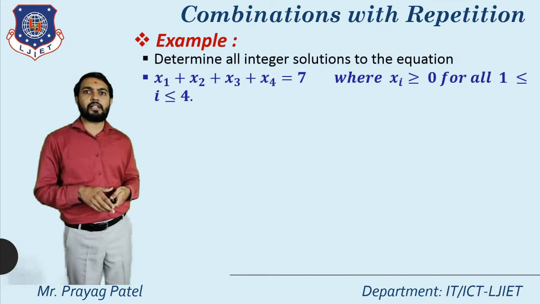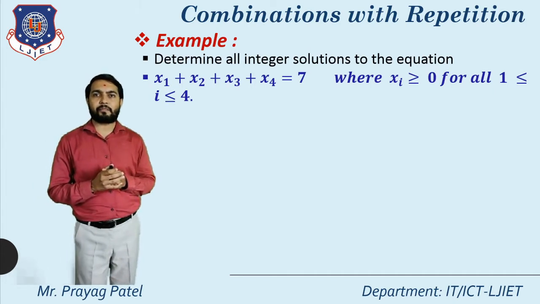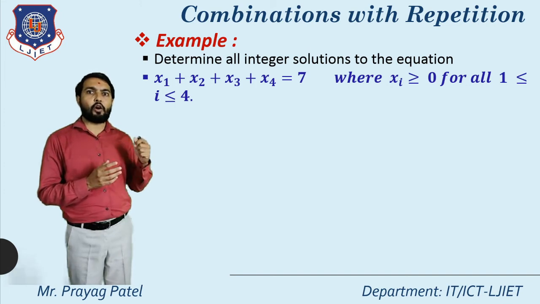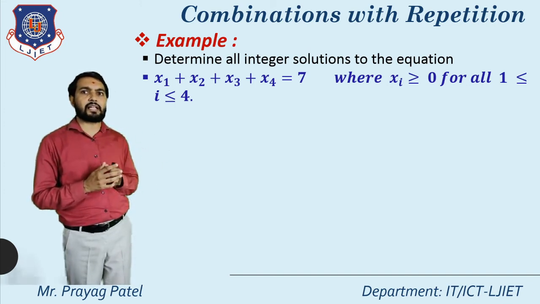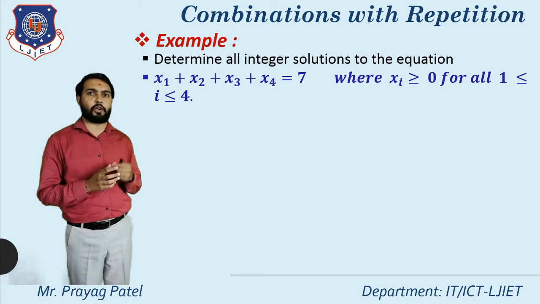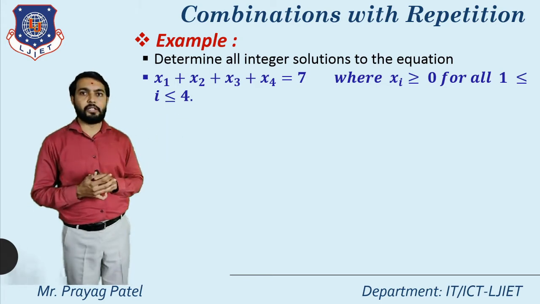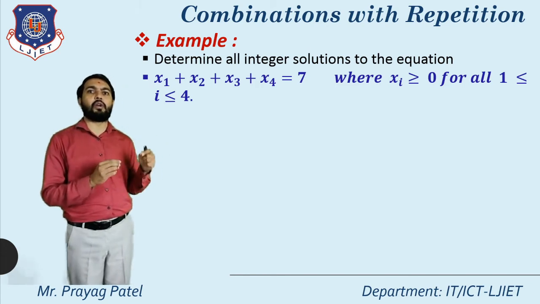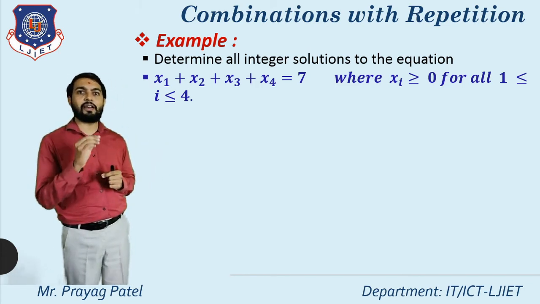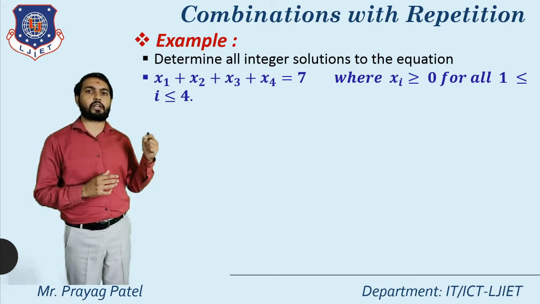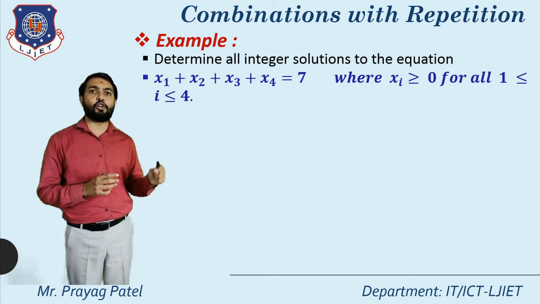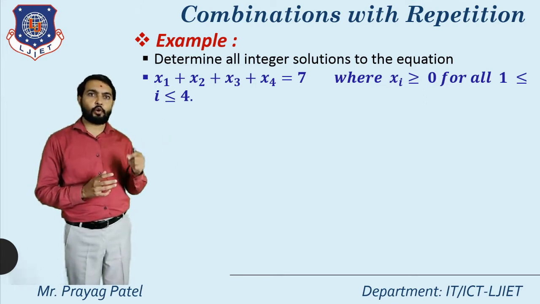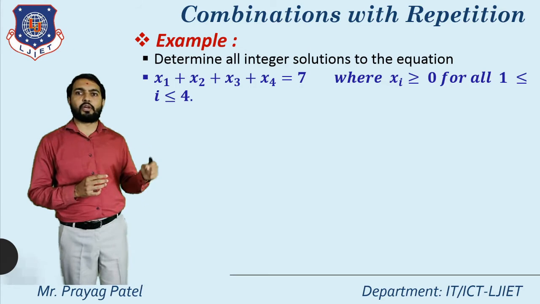Now after that, consider another example as an equation. In this equation, determine all integer solutions to the equation x1 plus x2 plus x3 plus x4 equal to 7. What is the meaning of this? The addition of x1, x2, x3 and x4 is equal to 7. Now what is the value of xi? The possible value of x1, x2, x3 and x4 is 0 or greater than 0. So no negative values are possible here, for all 1 less than or equal to i less than or equal to 4.